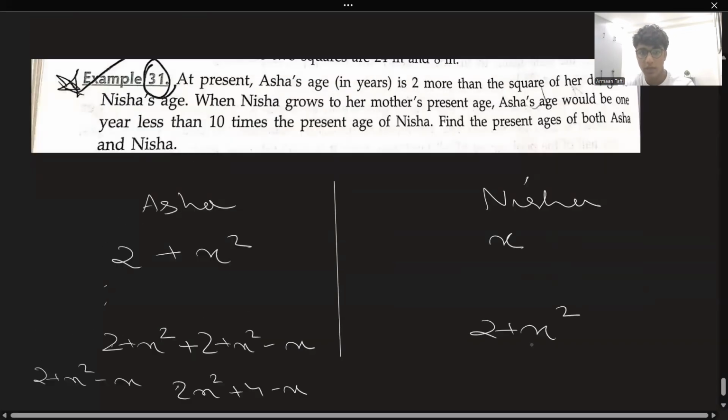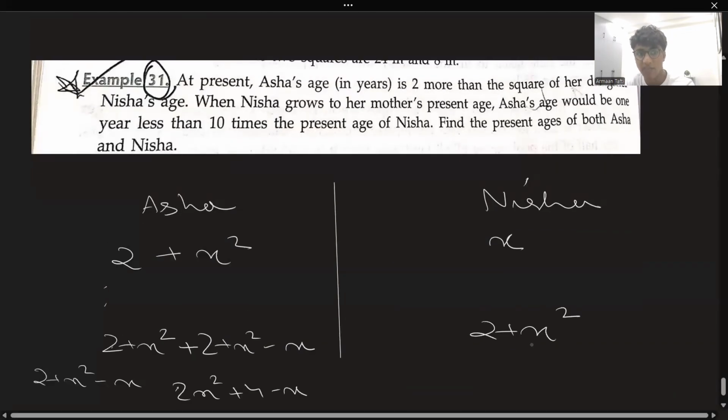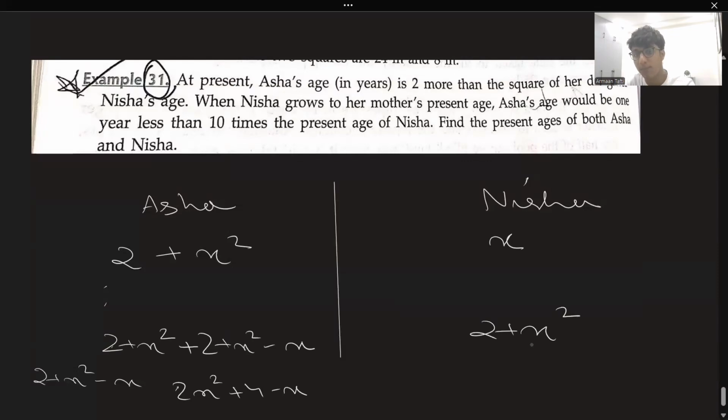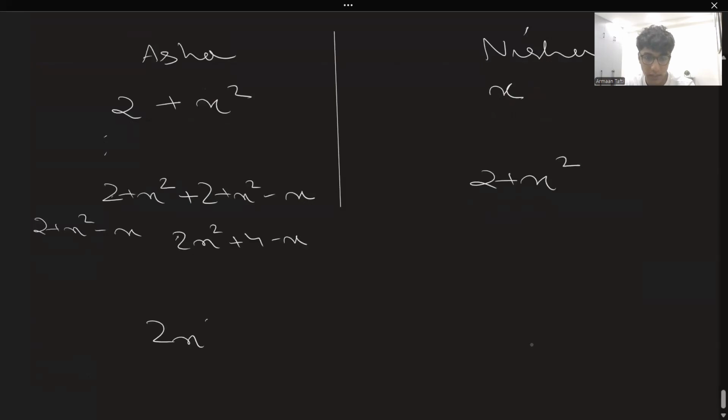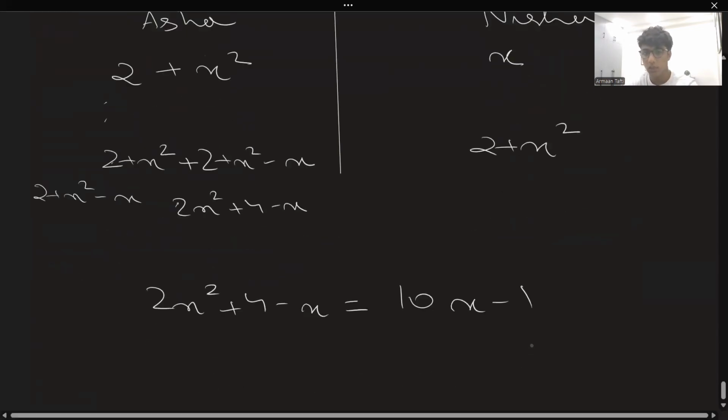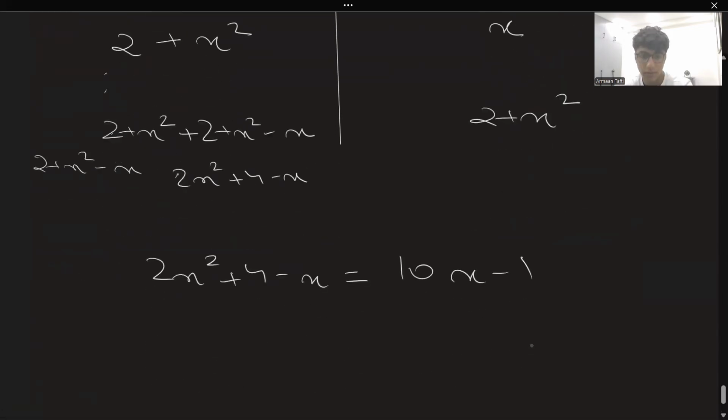Now they've told us that Asha's age then is 1 year less than 10 times the present age of Nisha. That means it's 1 year less than 10x. So that means 2x square plus 4 minus x is 1 year less than 10x. And that's exactly what they've told us, right? So let's solve this and then I'll re-explain how we got this equation once. So that's 2x square minus 11x plus 5 equals 0.